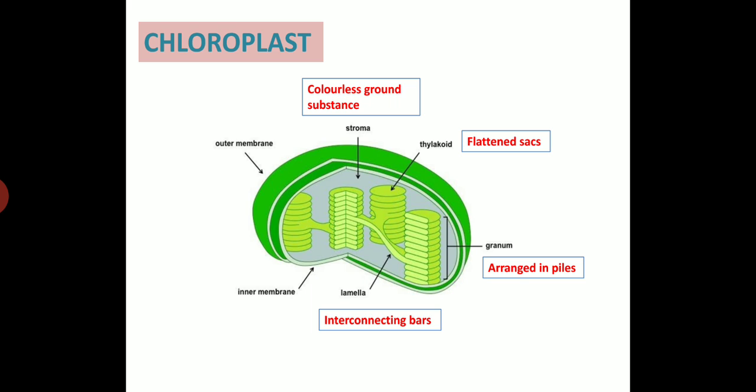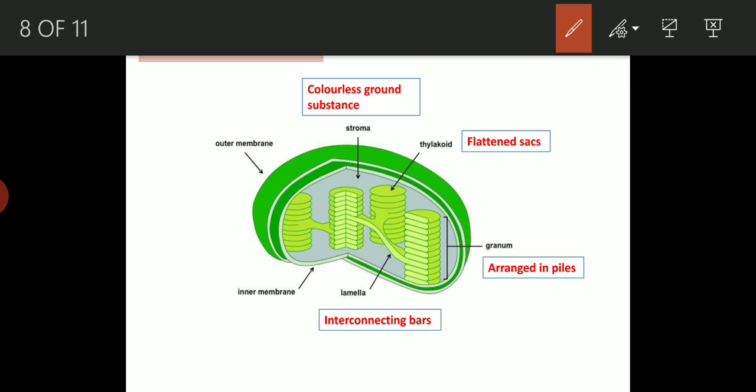And most importantly, chloroplast is double membranous. That means it consists of two membranes, outer membrane and inner membrane. Clear?